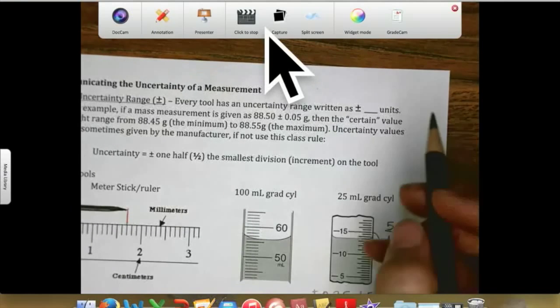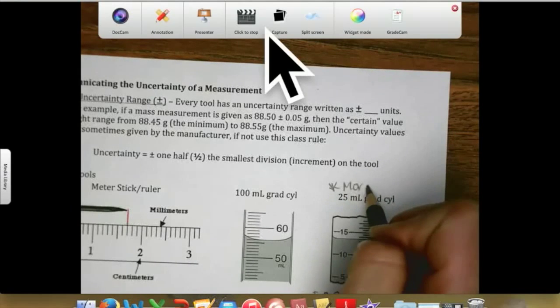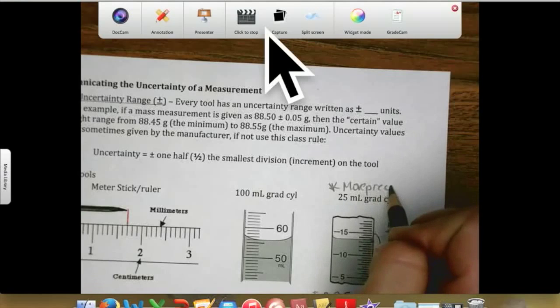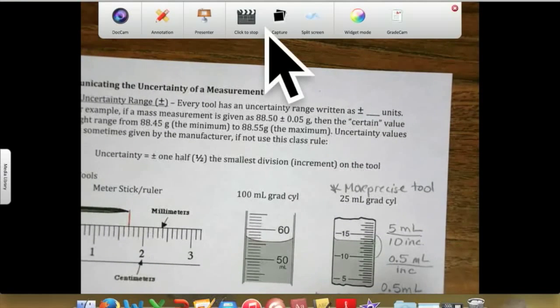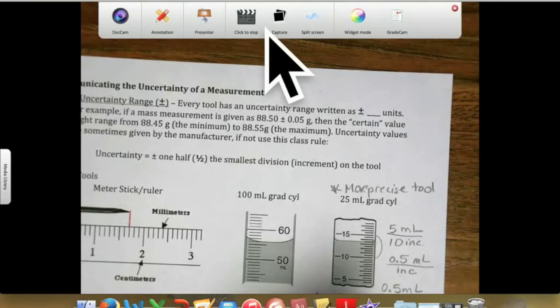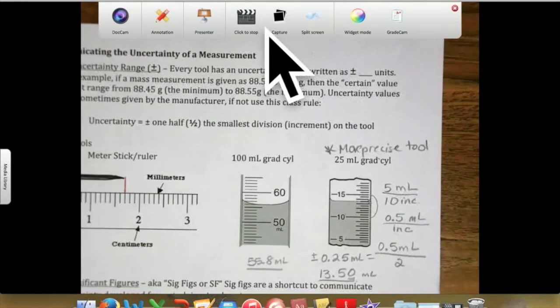Now, because of this, we can see that this is a more precise tool. And the reason why we say that is because these 4 digits here are greater than the 3 digits of what we obtained over on this side. So the more digits you have, the more precise your tool is. Let me bring that up just a little bit.